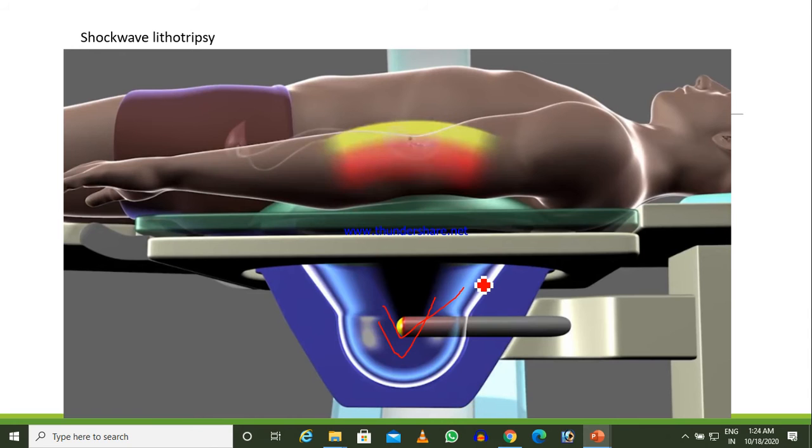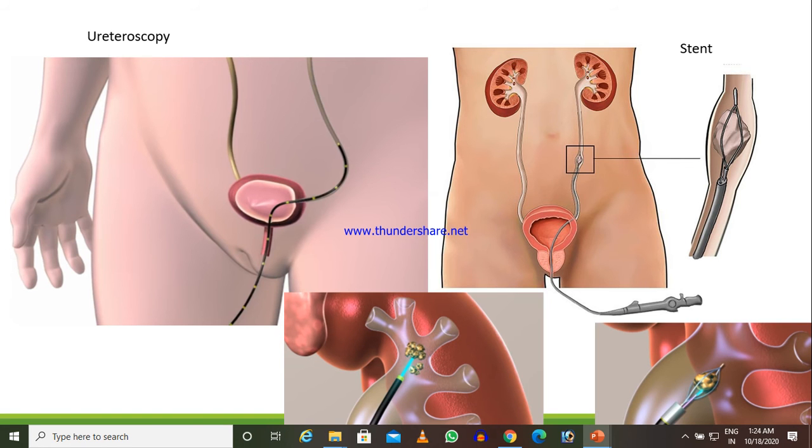But at that time the doctor should understand that the frequency being generated must not match the natural frequency of other organs. Or if it is matching, then you have to take care with anesthesia and all these things. So this technique is called shockwave lithotripsy. Another convenient technique is called ureteroscopy.